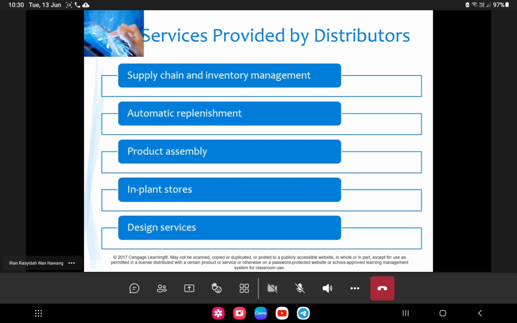Okay, next one is services provided by distributors. These are all the services provided. Ada supply chain and inventory management. Sometimes the distributors also have the factory where they allow for inventory, untuk simpan barang sebelum barang itu diberi kepada customer. Automatic replenishment, product assembly, implant stores and also design services. So they are very customized lah basically, for the distributors. So the manufacturers also allow distributors to do this job, before the product being distributed to the customers.